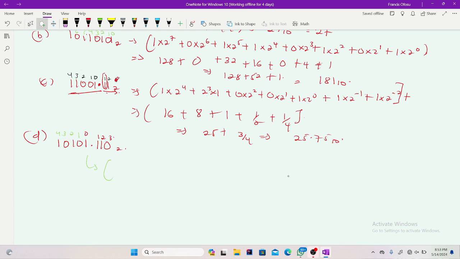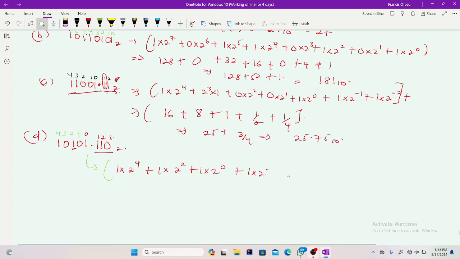Okay. So from here, you write our expression. So I'll have 1 times 2 to the power 4. For the sake of time, all the zeros, you can ignore them. Then you move to the next one. Plus 1 times 2 to the power 2, right? Then the next one is plus 1 times 2 to the power 0, right? Plus, then you move here. So at this point, I'll have 1 times 2 to the power negative 1 plus another 1 times 2 to the power negative 2, right? Then it's also 0. So zeros, I don't want you to focus on them because they are zeros. Everything will amount to 0.